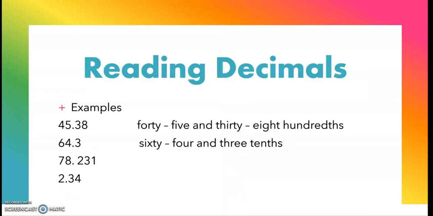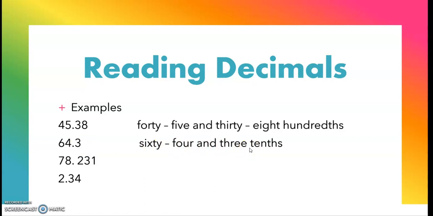Now, how do we read decimals? The example here, we have 45.38. We can say 45.38 or 45 and 38 hundredths. Example 2, we have 64.3, or we can say 64 and 3 tenths.